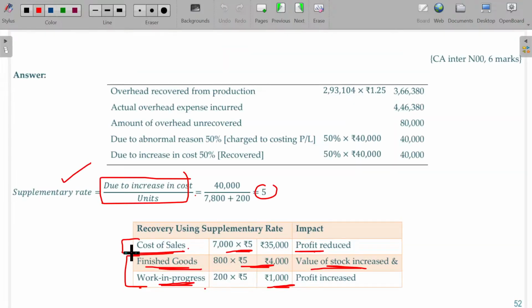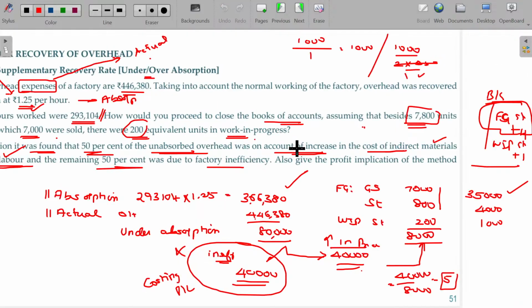And the ultimate another 40,000 rupees, no, abnormal reason, that abnormal reason is charged to the costing P&L. Clear? Make a note of it. So we'll move to the next illustration. Similar to that. It's a very simple illustration.